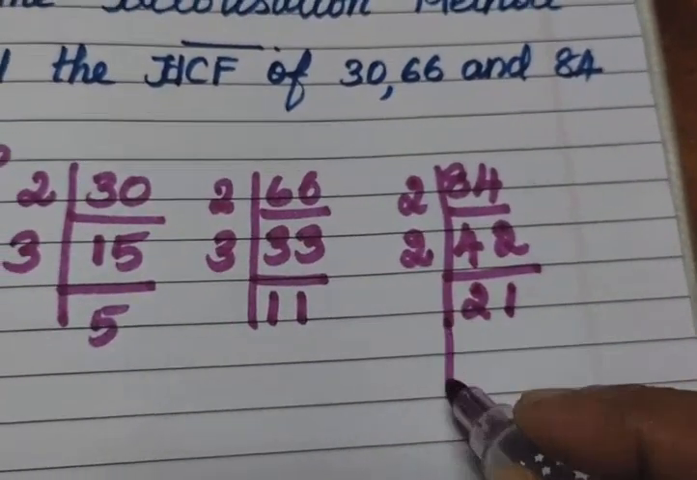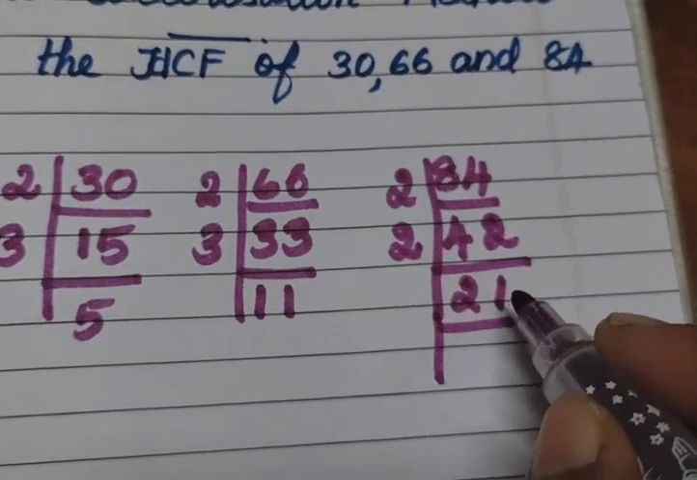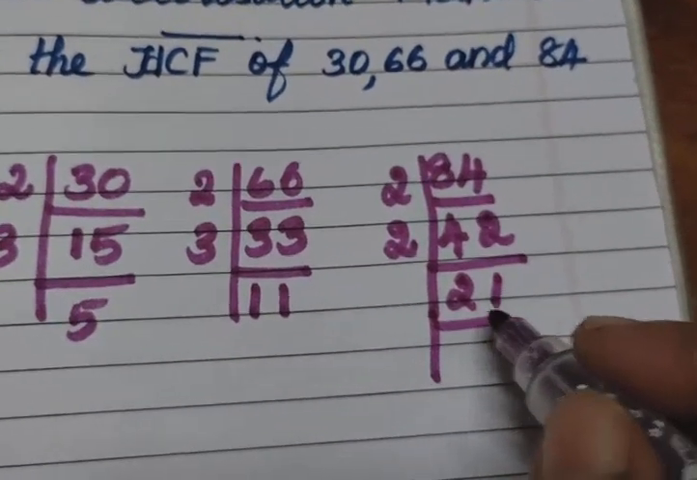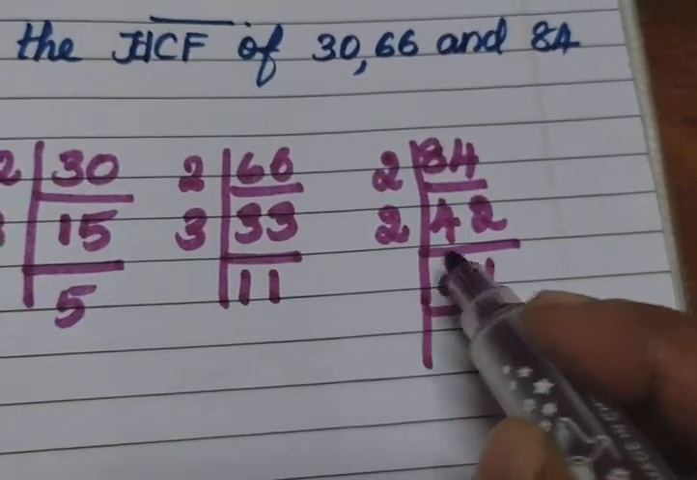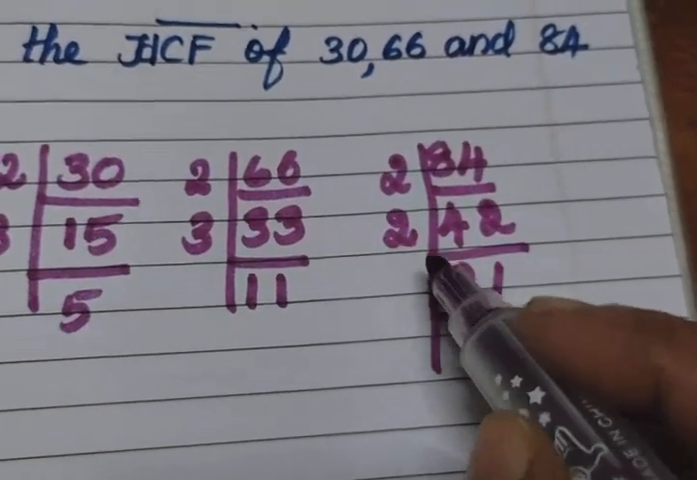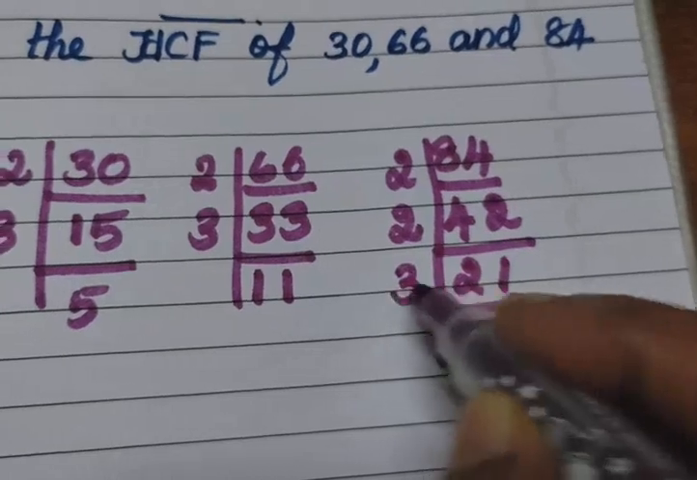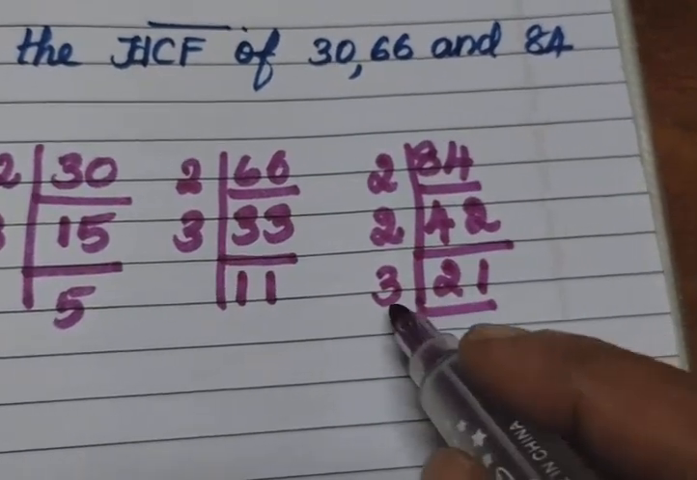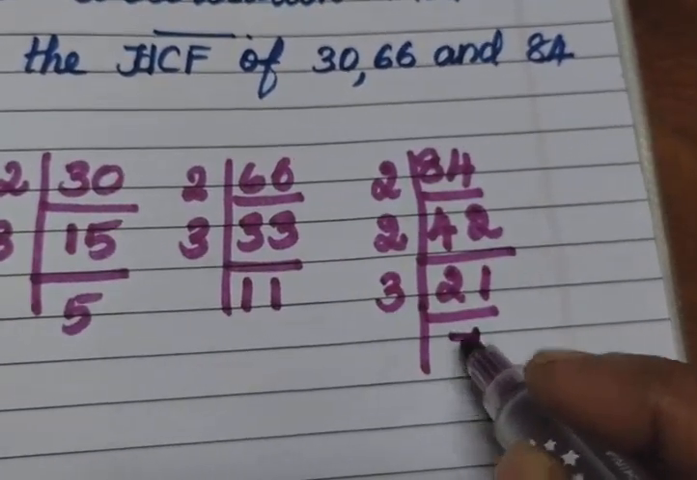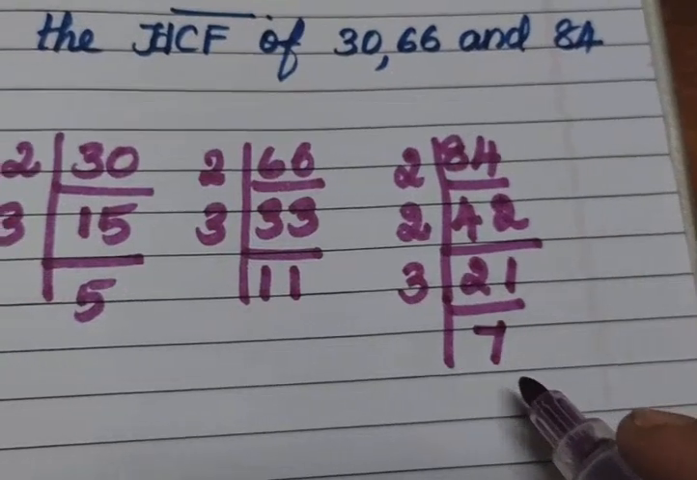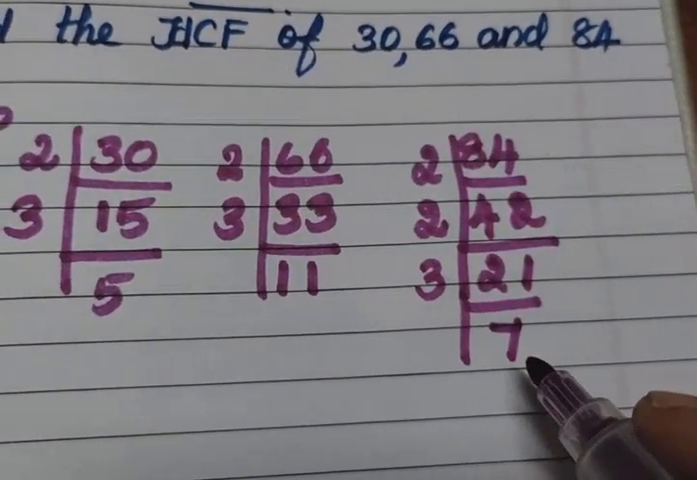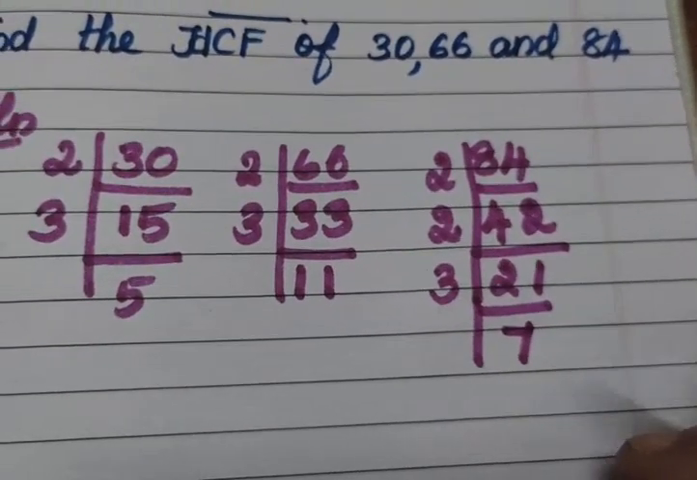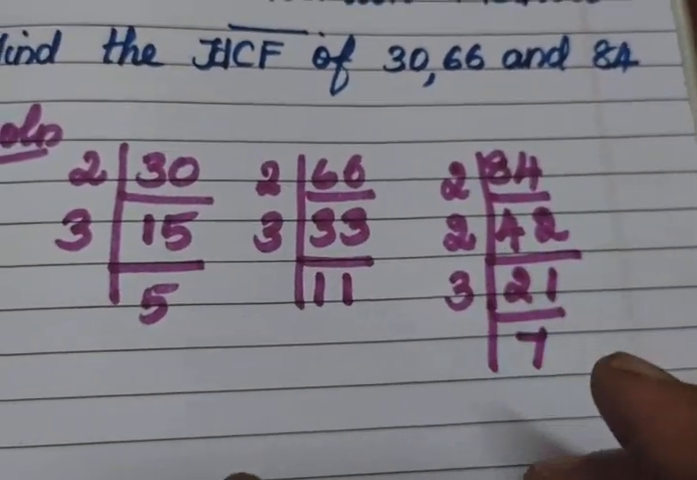Now 21. In the ones place 1 is there. It's an odd number, so we cannot divide by 2. We can use the next prime number 3. Then 3 sevens are 21. Now 7 is a prime number. Whenever we get a prime number, we can stop here. Okay children, that is the factorization.